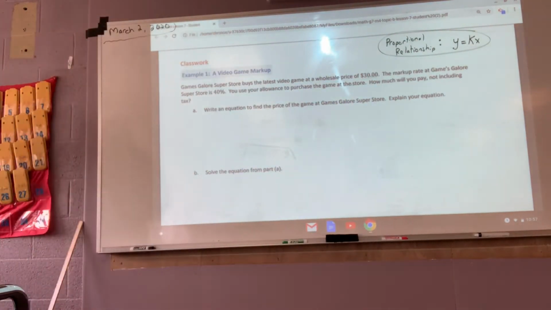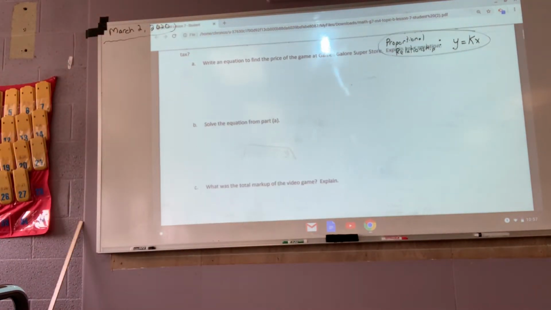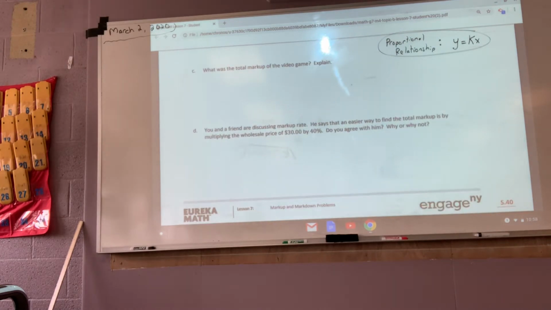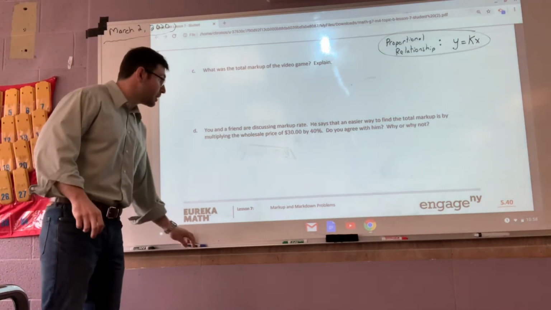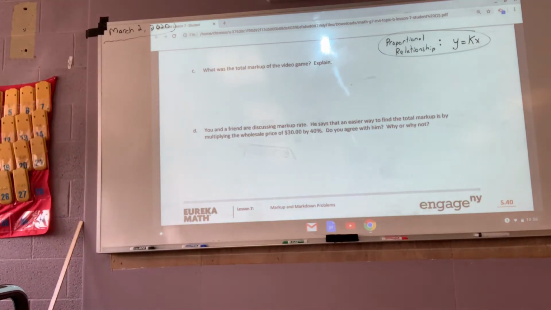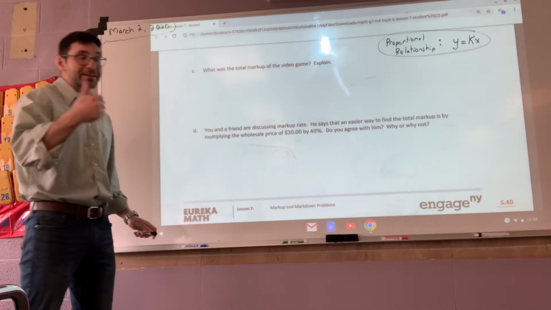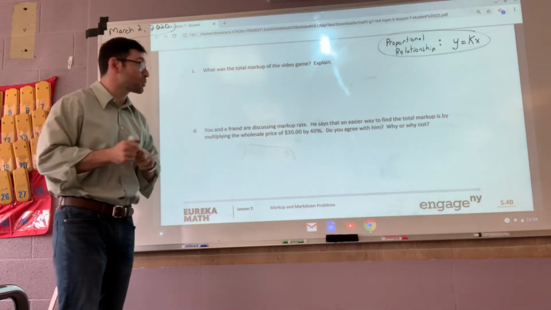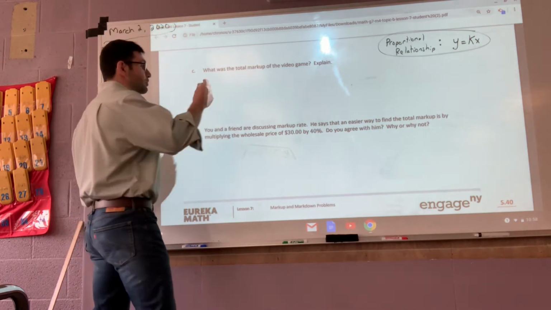Okay, so as we go down, it now asks us two separate questions. What was the total markup of the video game? And then it says, you and a friend are discussing the markup price. So the markup is just the price of what was increased. So how can we find the total markup?